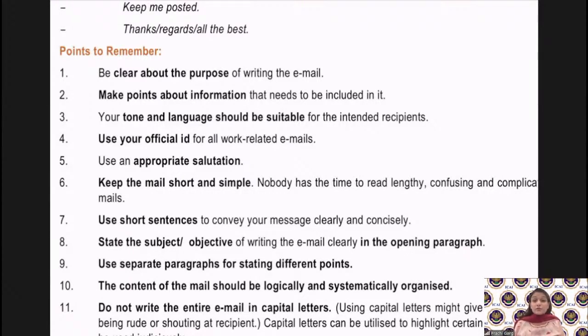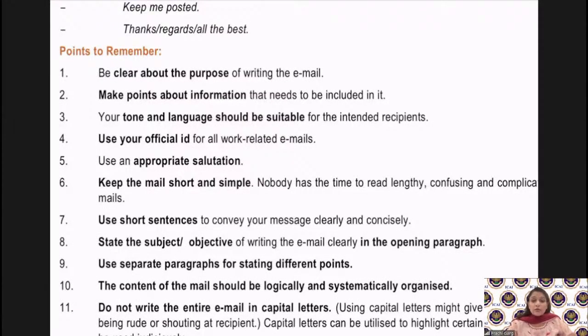Your tone and language should be suitable for the intended recipient. Now, your tone and language is the most important thing. If you are in a position of authority, maybe you can choose your tone. But if you are an employee writing to your boss, you cannot order the person. You cannot say, I want you to check my documents. You have to be very polite and see what kind of language you're using for the recipient.